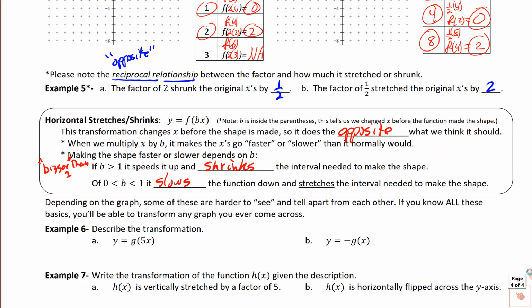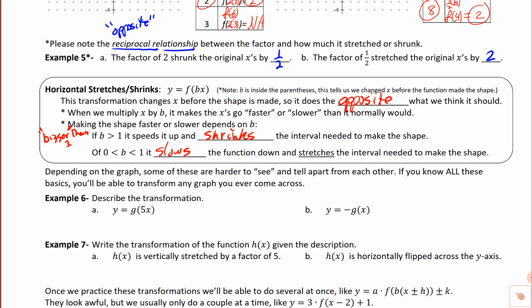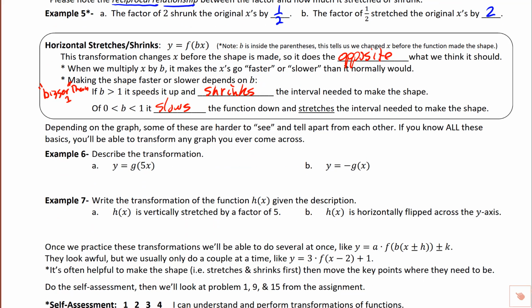Now, that's kind of a complex explanation, but these are really good skills to have. Luckily, we do the harder ones, the horizontal stretches and shrinks, much less often than the other ones. So hopefully you've got the basic ones in hand, and we can tackle those horizontal stretches or shrinks as we come to them. Depending on the graph, some of these changes are harder to see and tell apart from others. Once you know all of these and you've practiced, you're going to be able to transform any graph that you come across. It's a really helpful skill, so please work on this hard.